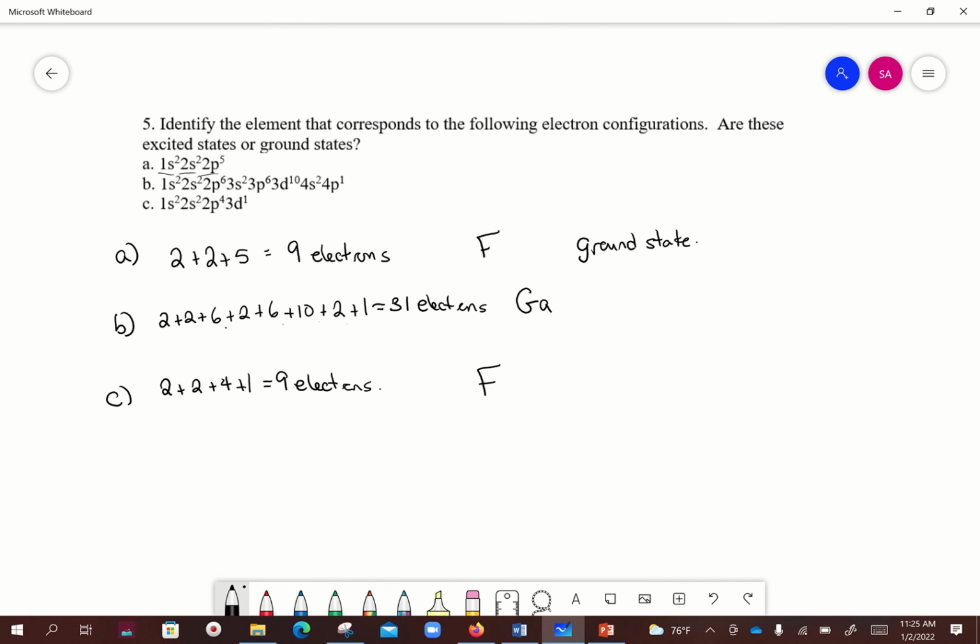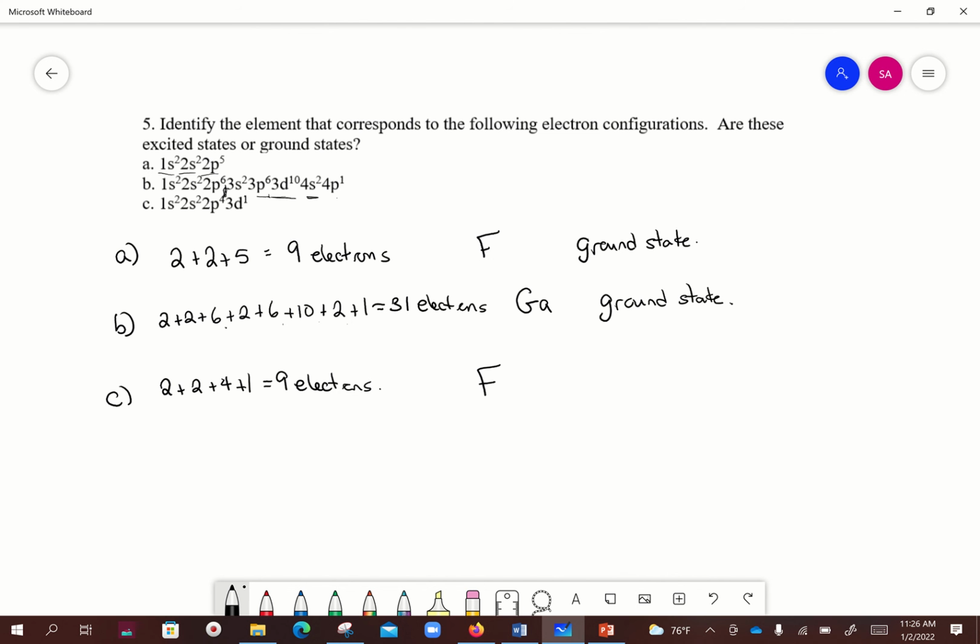All right, let's look at gallium. So gallium, 1s2, 2s2, 2p6, right? That's completely full. Then I go to 3s2, 3p6. That's completely full. Next thing after 3p is 3d, and I can put up to 10 in there. I've got 10 in. Then I go to n equals 4, and the s shell is first with 2, and then p with 1. That's also a ground state. I've put everything in the correct order.